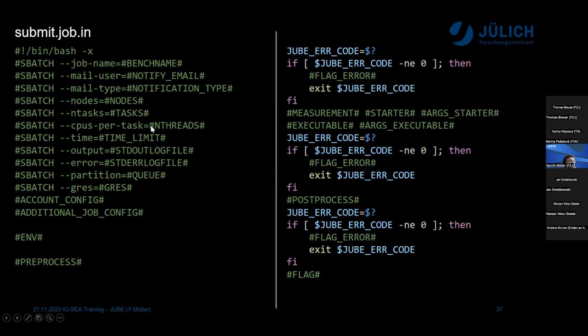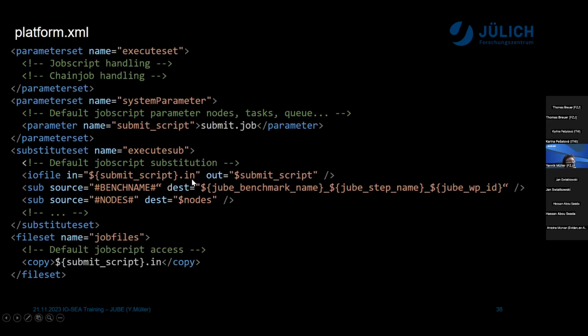So here we have these placeholders, hashtag name hashtag, and we want to replace them by JUBE variables. So here hashtag nodes hashtag is replaced by nodes. And most of these are of the form I show here for the nodes, so it's just a one-to-one replacement. There are a few historically dependent cases where the name is not exactly the same. So if you're not quite sure, better double check what the name was.